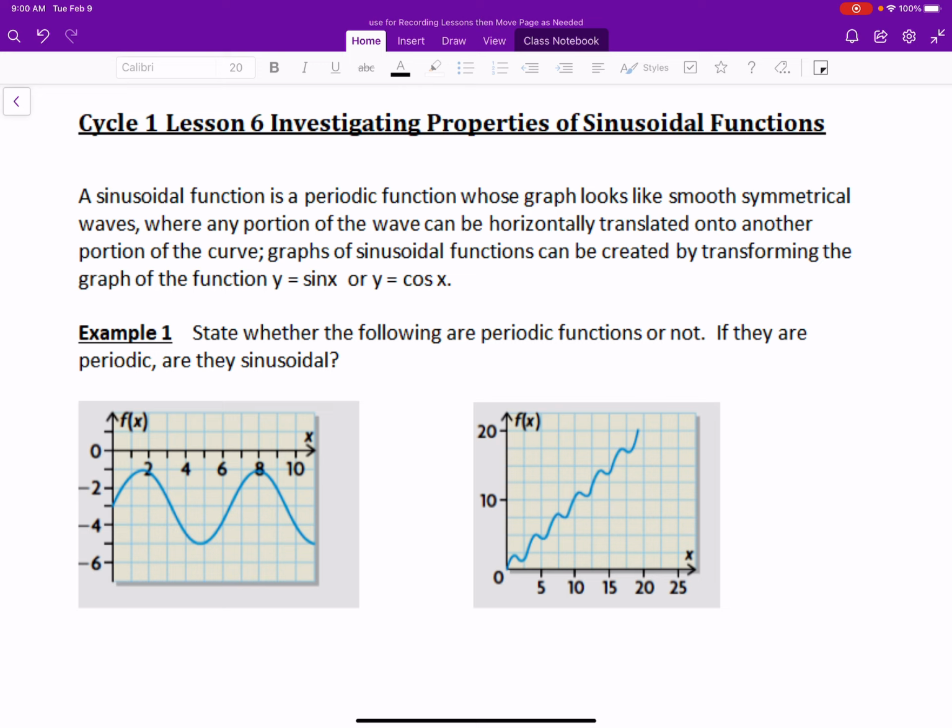Cycle 1, Lesson 6, investigating properties of sinusoidal functions. So we've looked at a periodic function in the last lesson, and a sinusoidal function is just a specific type of periodic function. It comes from graphing an angle, or it doesn't have to be an angle, but it starts from trigonometry, sin as in sine, okay?